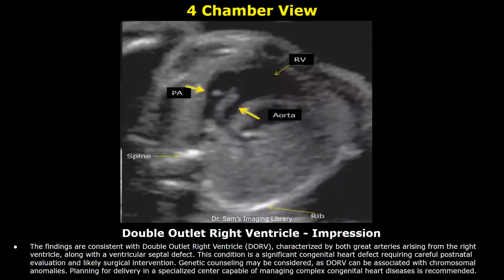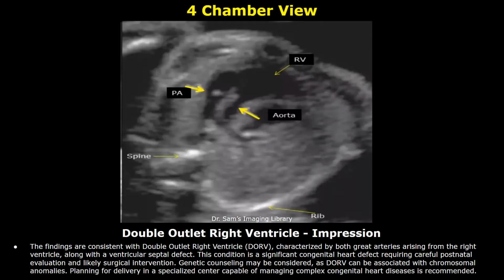This is the impression. The findings are consistent with double outlet right ventricle, characterized by both great arteries arising from the right ventricle, along with a ventricular septal defect. This condition is a significant congenital heart defect requiring careful postnatal evaluation and likely surgical intervention.